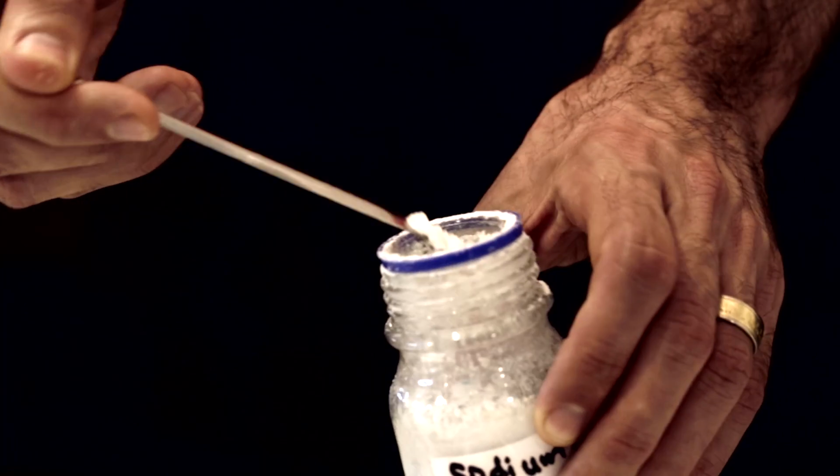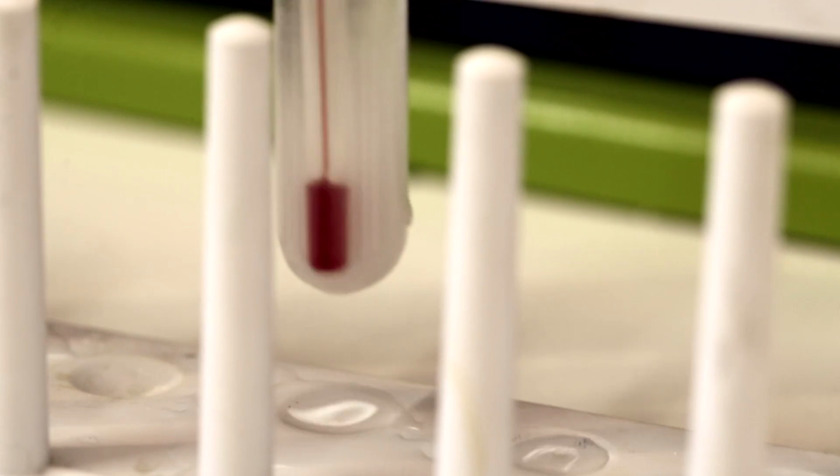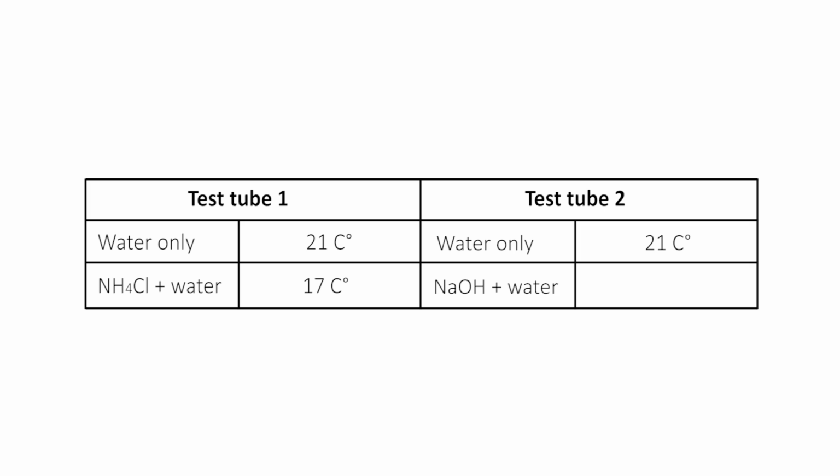Now take a spatula of sodium hydroxide and add it to the second test tube. Stir again using the thermometer. Once the reading on the thermometer settles, record the temperature in the table. In this case, the temperature went up to 50 degrees Celsius.